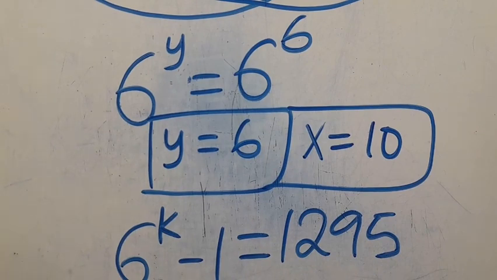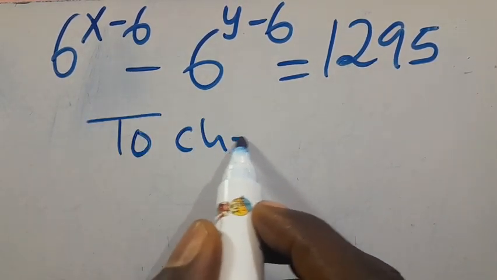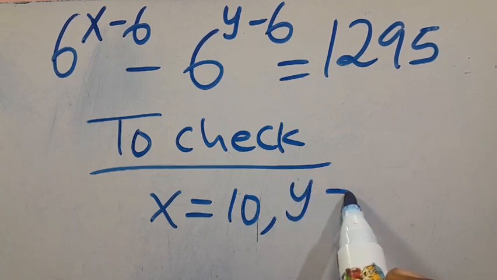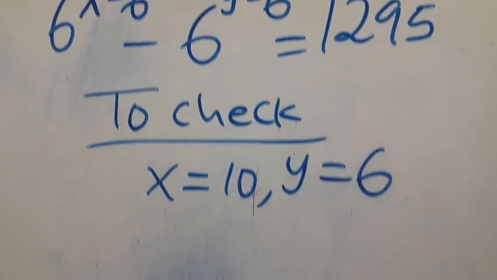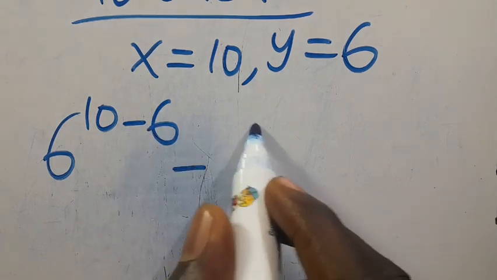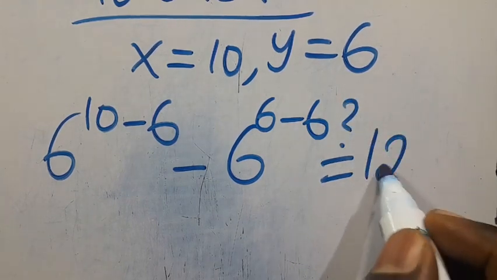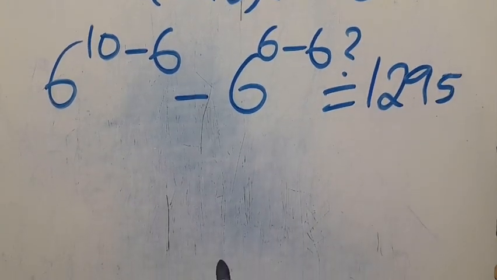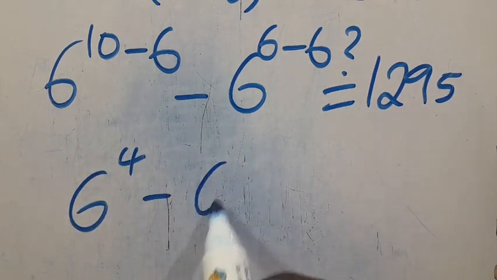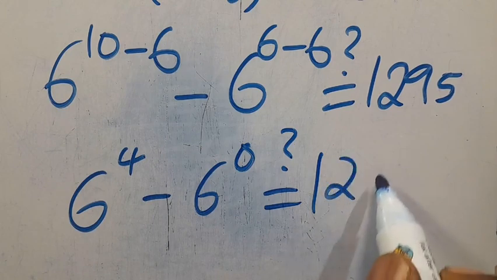Let us check. To check, we have x equals 10 and y equals 6. So from here we have 6 to the power of 10 minus 6 minus 6 to the power of 6 minus 6. Then it's going to give us 1295. So 10 minus 6 gives us 4, and 6 minus 6 gives us 0. Then is it going to give us 1295?